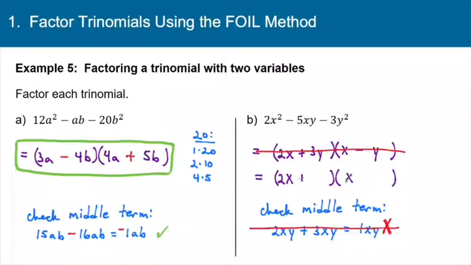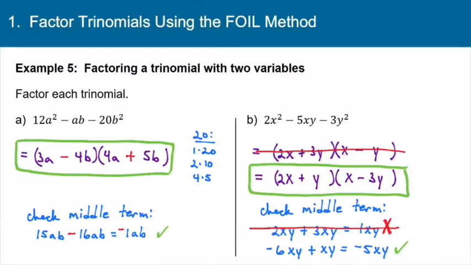So I'll just put down the same setup. And this time I'm going to put 1y here and 3y here. So this time outer times outer is going to make negative 6xy. Inner times inner is going to make positive 1xy. Add these together, negative 6xy plus 1xy is negative 5xy, which is exactly the middle term we wanted. And so this factoring is correct.